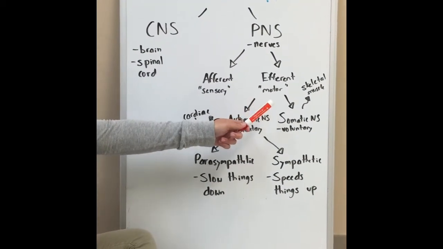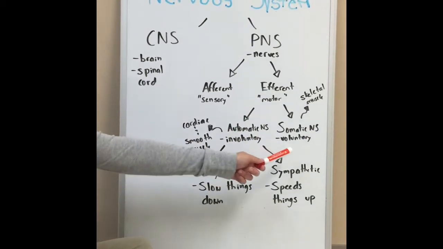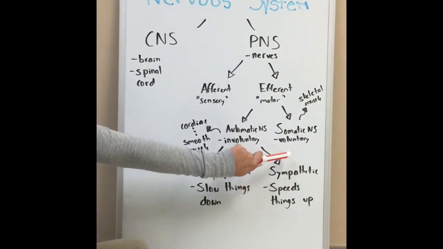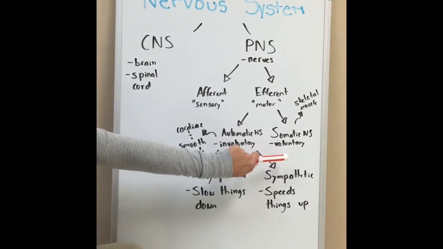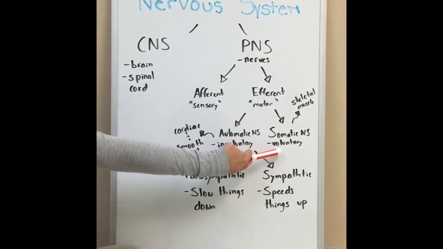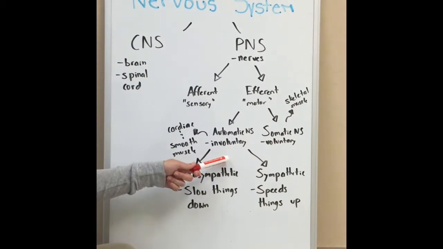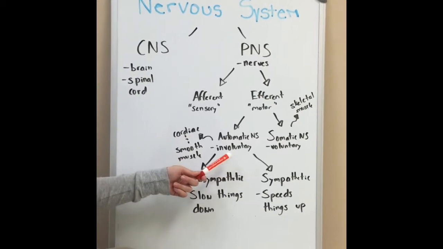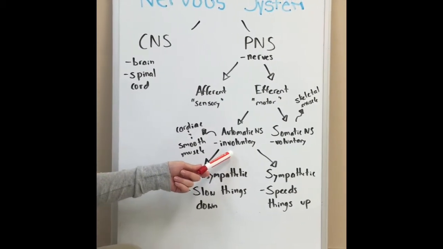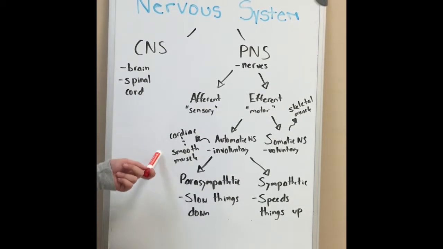The efferent is also broken down into two more parts: the autonomic nervous system and the somatic nervous system. The somatic nervous system is the voluntary actions, such as moving your arm. It also contains the skeletal muscle. The autonomic nervous system is the involuntary things, the things we can't control, such as our pupils dilating or our heart rate. This contains the cardiac and smooth muscle.